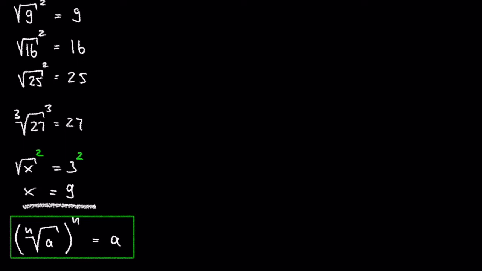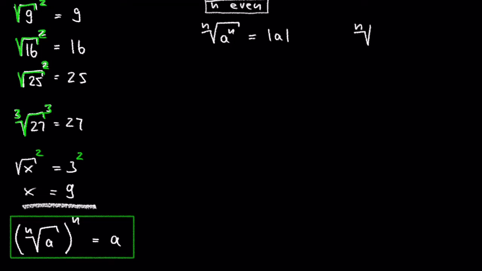For the sake of completeness, I have to say that this doesn't work for negative numbers. Let's look at the last rule. The nth root of a raised to the power of n is the absolute value of a when n is even. And the nth root of a raised to the power of n is a when n is odd.